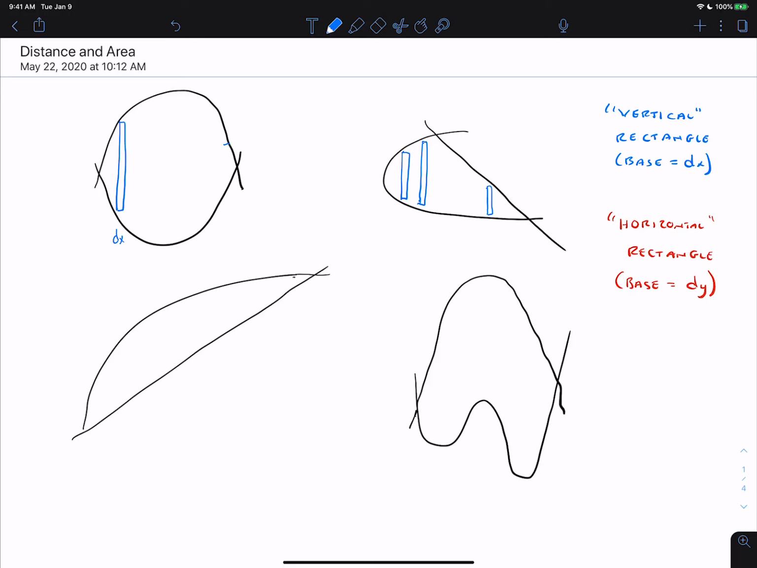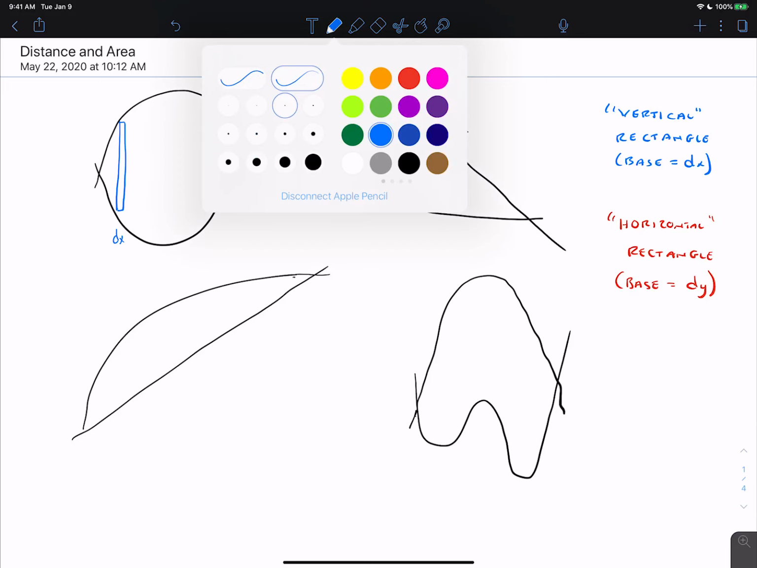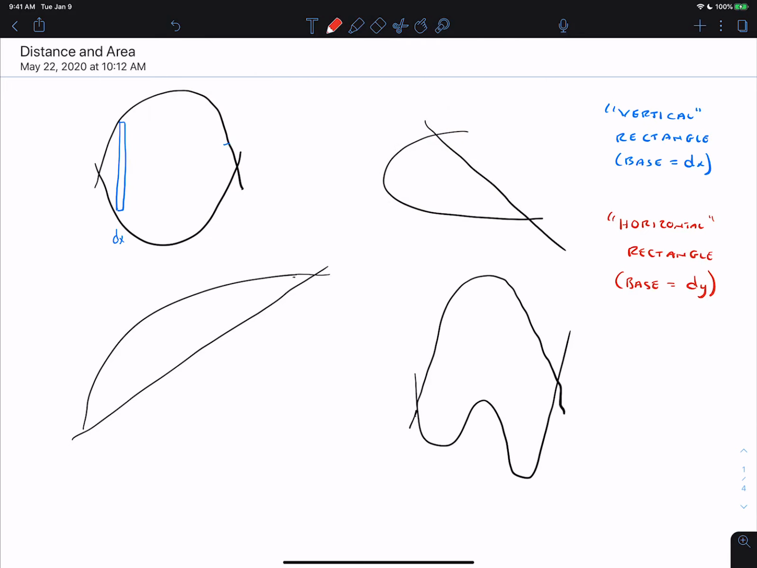And so we would need to use two separate representative rectangles. We'd need one for this first part of the region and one for the second part of the region. So we would like to avoid that when possible. So then the other thing is we could use a horizontal rectangle. If I draw a horizontal rectangle, then everything is determined based on the left and right boundaries.